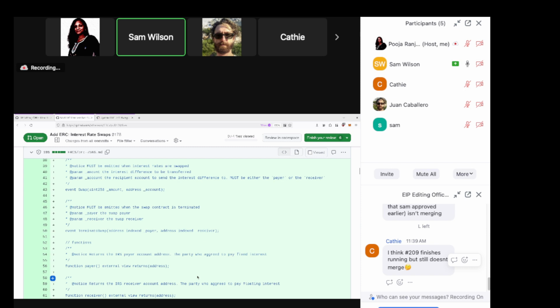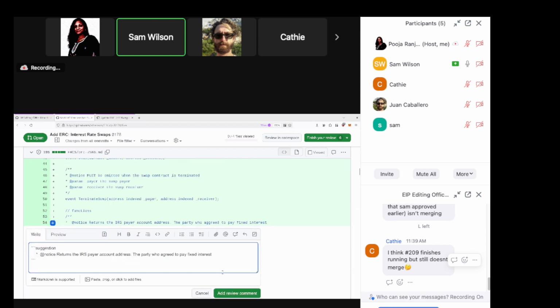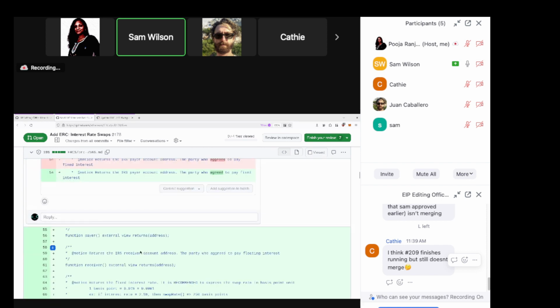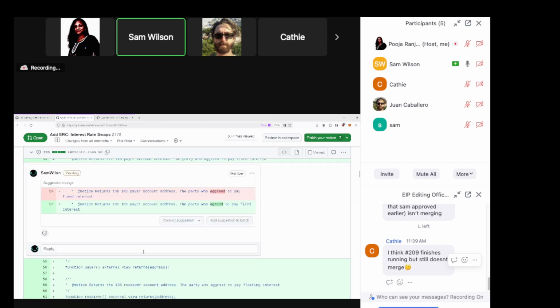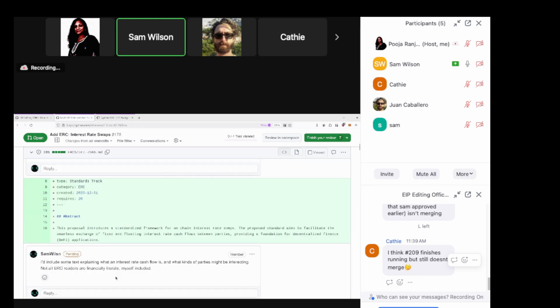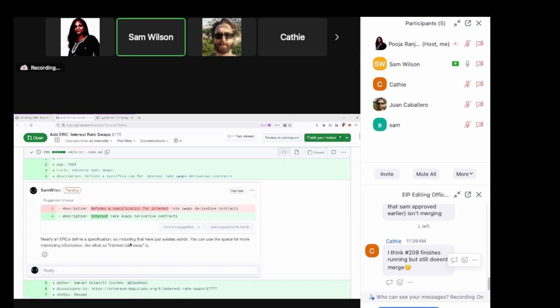Towards the IRS payer. To pay fixed interest. Okay, so bit of bike shedding on the name of that.